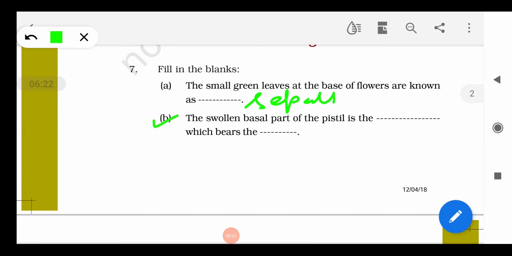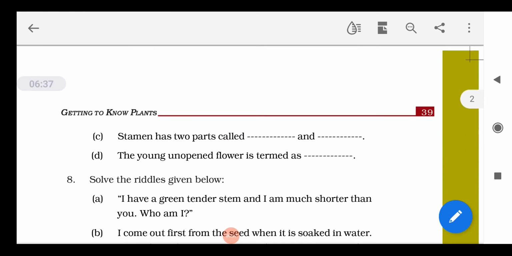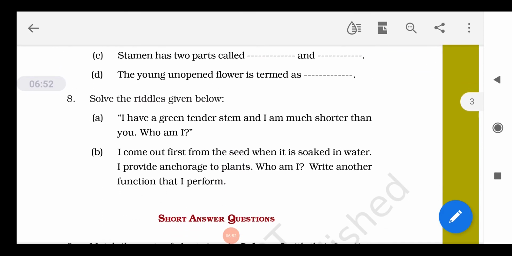S-E-P-A-L-S. The swollen base part of the pistil is ovary, which bears the ovules. Next is stamen, which has two parts called filament and anther. Young unopened flower is termed as bud. So this was the fill in the blanks.